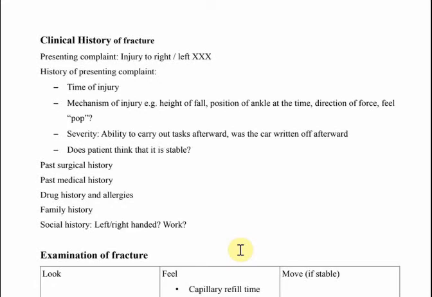This video will all be about how to take a history and examine someone with a fracture. I think history is very important, so let's begin.